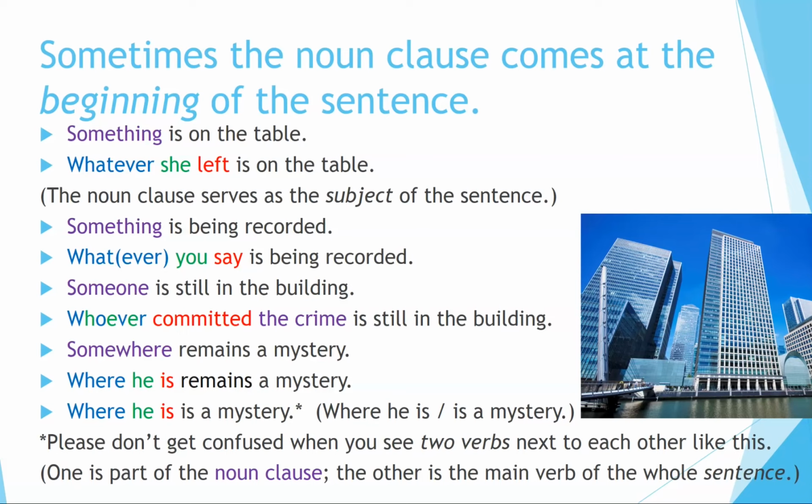We can also say where he is is a mystery. You need to know how to divide it, the noun clause and the rest of the sentence. Please don't get confused when you see two verbs next to each other like this. It looks strange, but it is actually correct. One is part of the noun clause, the other is the main verb of the whole sentence.